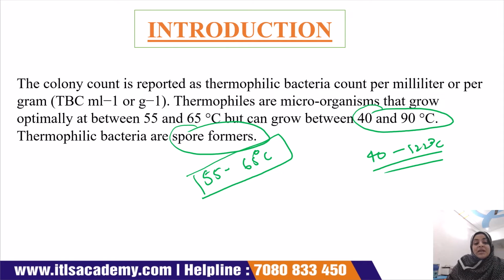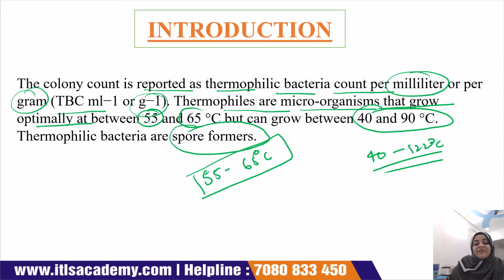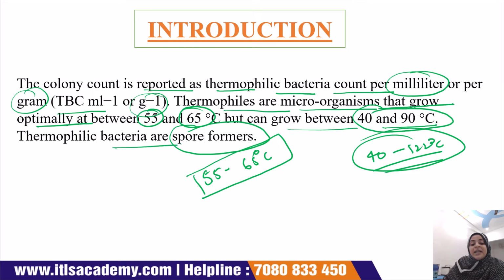Now see what is written here. Colony count is reported as a thermophilic bacterial count per milliliter or per gram, TBC per ml or per gram. These thermophiles are microorganisms that grow optimally between 55 and 65 degrees Celsius, but they can also grow between 40 and 90 degrees Celsius or 40 to 122 degrees Celsius. Thermophilic bacteria are spore formers; they have the capability to form spores. Now, move to the next slide.